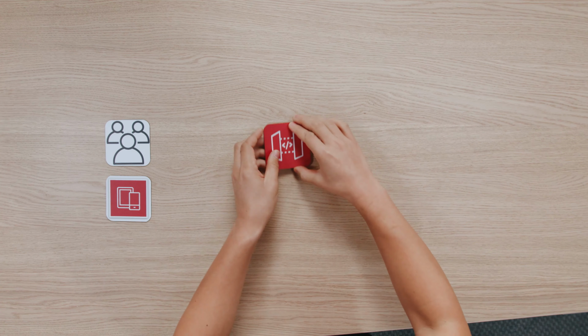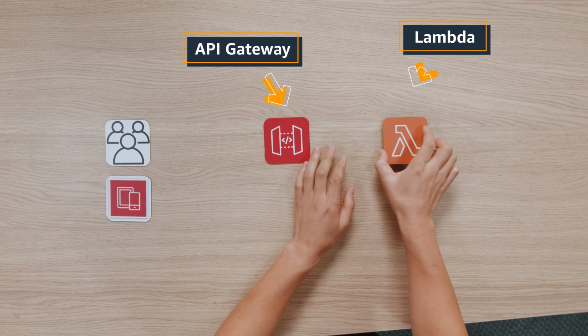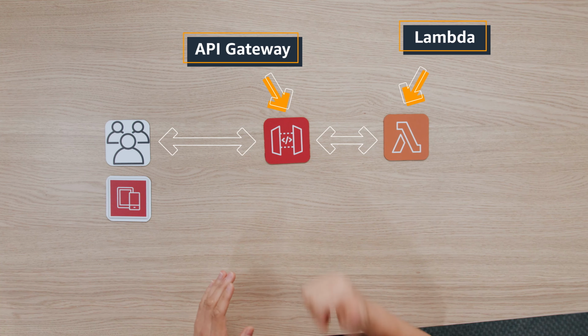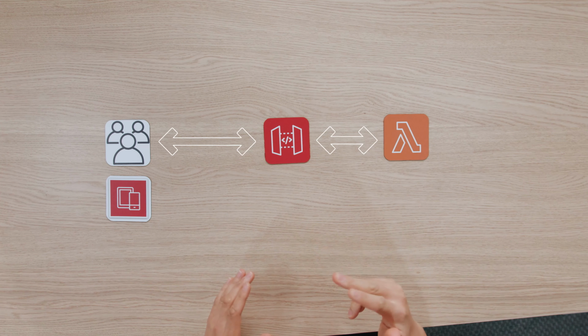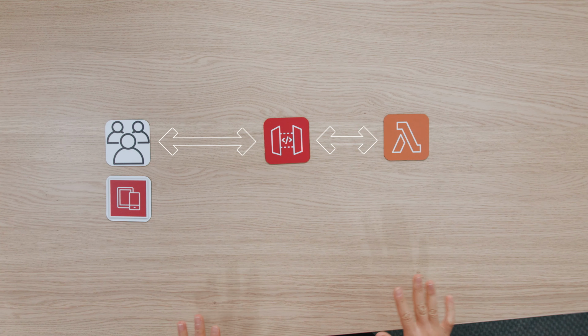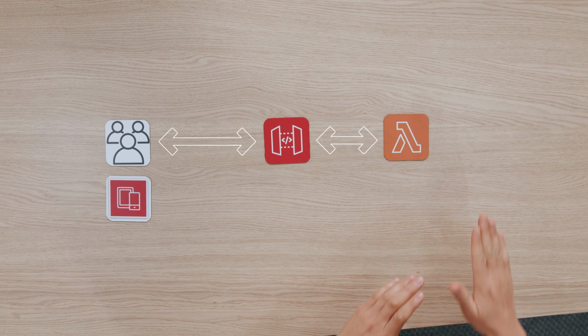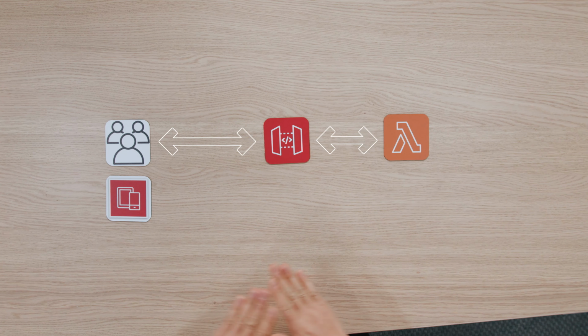A typical serverless microservices infrastructure is composed of Amazon API Gateway and AWS Lambda functions. API Gateway makes it easy to create, maintain, and secure REST APIs at any scale. You can think of API Gateway as the front door to access your backend. Lambda lets you run code without having to think about servers or clusters.